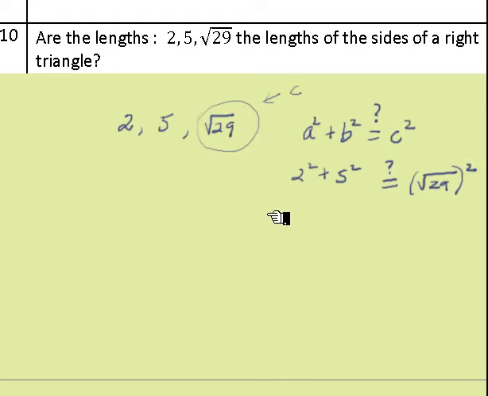All right, so that is 4 plus 9 equal to square root of 29 squared is 29. Sorry, not 4 plus 9. 5 squared is 25, so let's write that over here. Is 4 plus 25 equal to the square root of 29 squared? And obviously it is. So that means that these are the lengths of the sides of a right triangle. So the answer is yes.